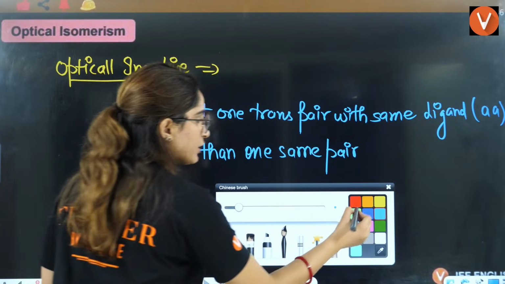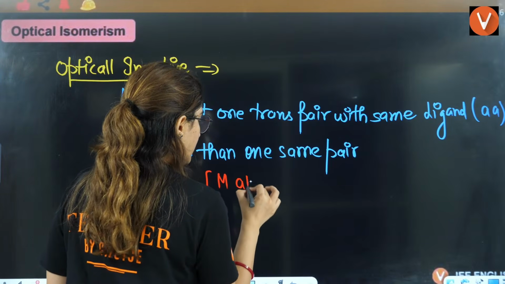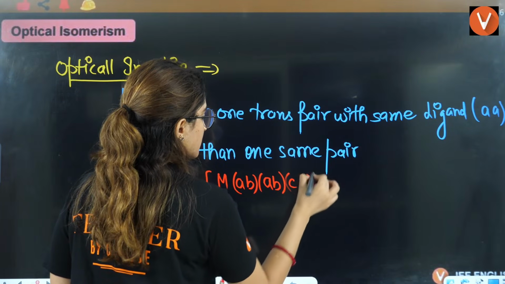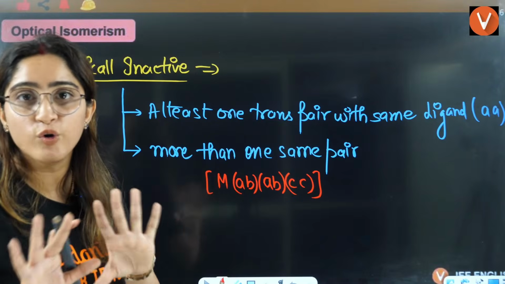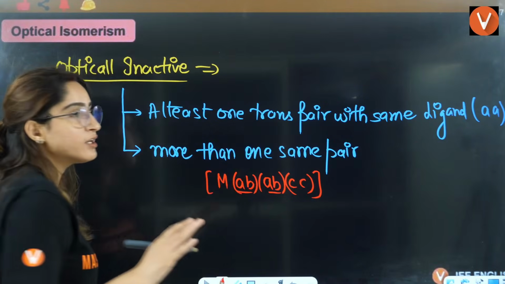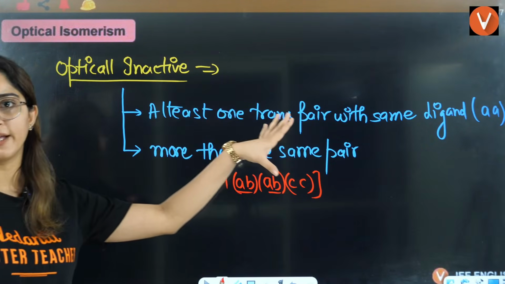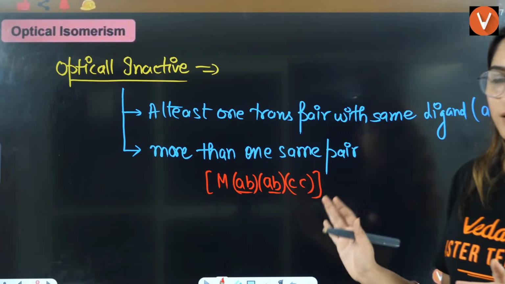For example, you have, let's say, M, AB, AB, CC. This is, I'm drawing the trans pair. I'm not drawing bidentate ligand. I'm drawing the trans pair. All are unidentate here. I am talking about unidentate, not bidentate. This is a trick.